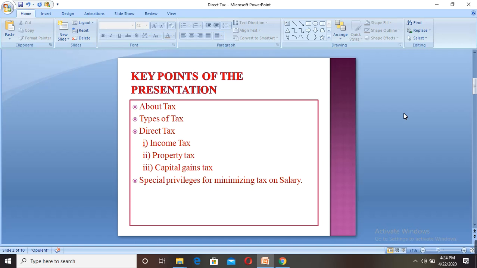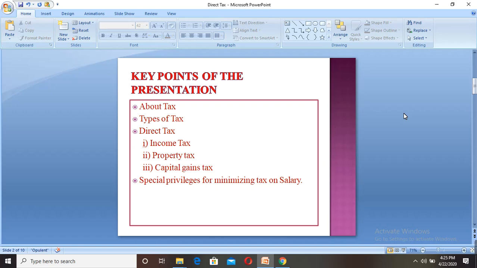Direct tax, I will be talking about income tax, property tax and capital gains tax. Although there are different taxes coming under direct tax, I will talk only about these three taxes in today's class because the students of grade 10 need these three taxes for explanation in their examination.